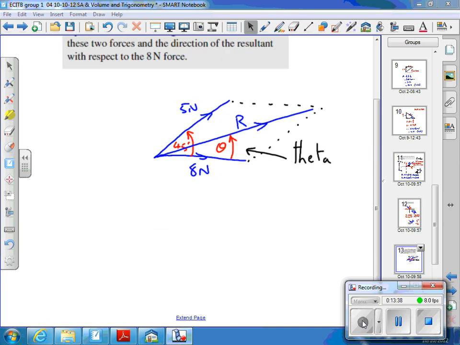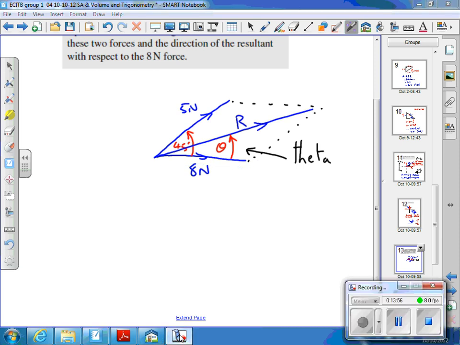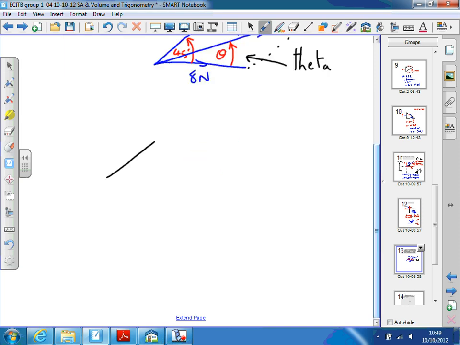What we're going to do is try and find this resultant by calculation, using the idea that we can split the 8 Newton force into its horizontal and vertical components, and the 5 Newton force into its horizontal and vertical components. So the basic principle is that if I have a force going this way and one going this way, say, and I want to add them together, what I do is I find out what the horizontal component of this is.